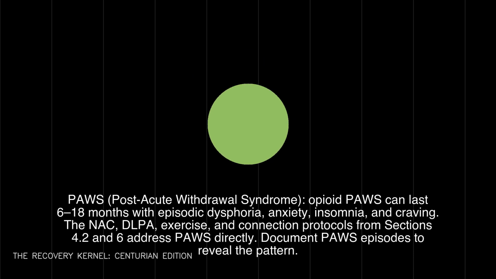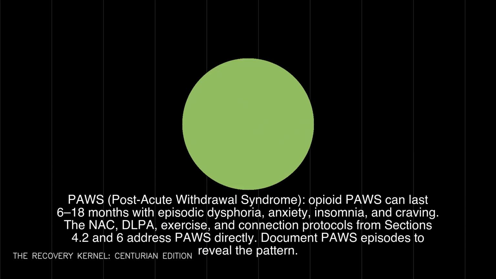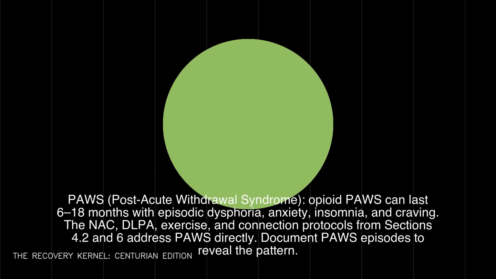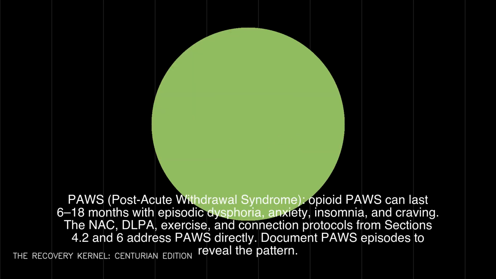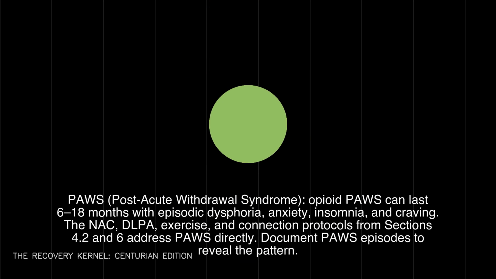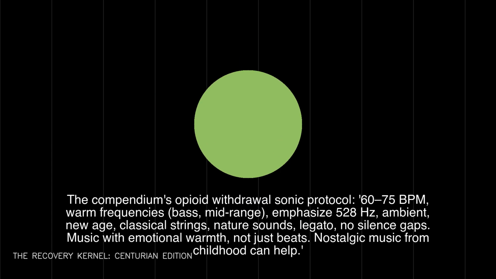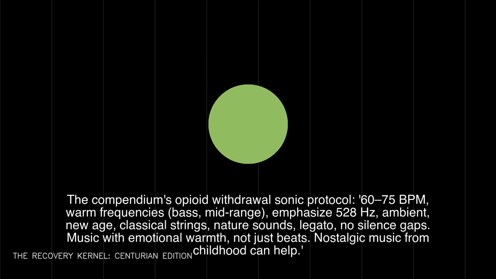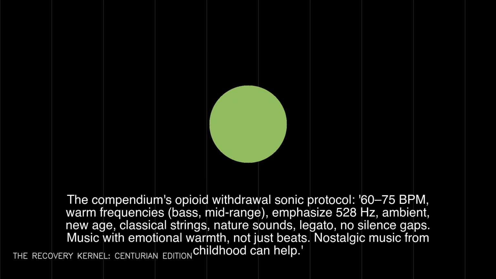4.5, Sleep Reconstruction. The compendium's opioid withdrawal sonic protocol: 60 to 75 BPM, warm frequencies, bass and mid-range, emphasize 528 Hz, ambient, new age, classical strings, nature sounds, legato, no silence gaps. Music with emotional warmth, not just beats. Nostalgic music from childhood can help.